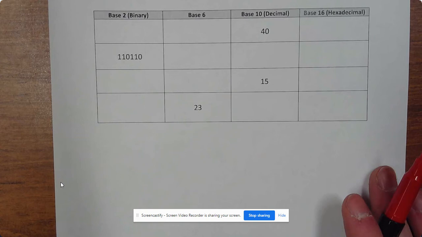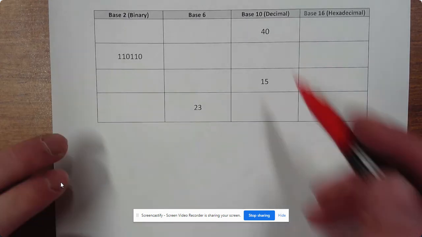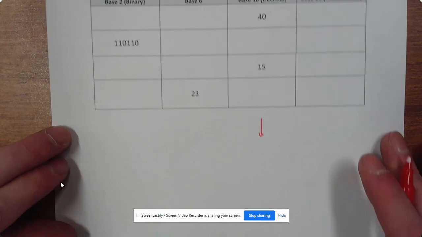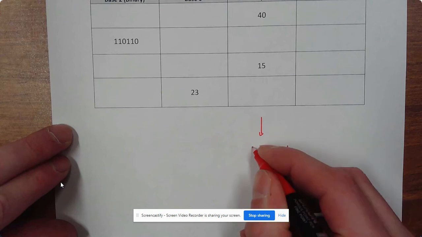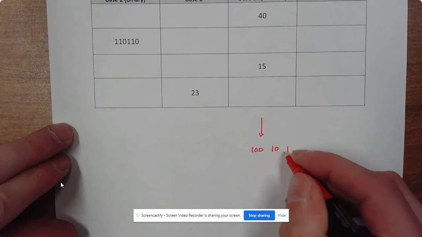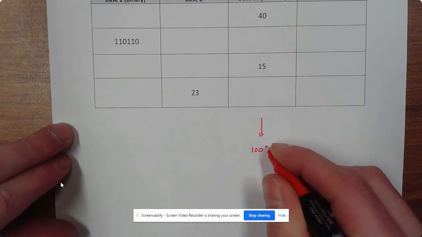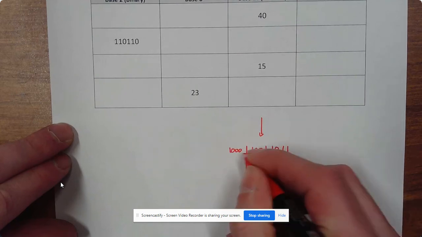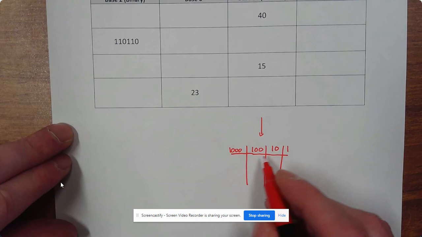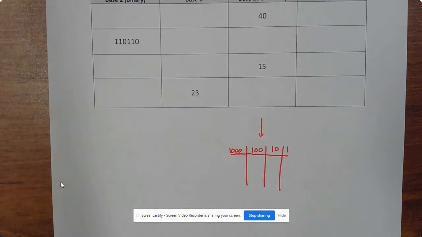think about place value. In our standard base 10 system, which we call the decimal system, each position or each place value is a power of 10. This is something that you've been familiar with probably for many years, since maybe grade 3 or 4. I've got my ones column, my tens column, my hundreds column, my thousands column, and so on. Each of those is a power of 10.